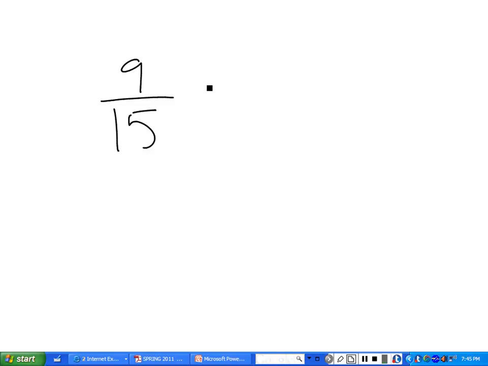9/15 divided by 3. Now the first thing is to change this 3 to a fraction. Okay? And we need to change it to an equivalent fraction for 3, something that means 3 but is in fraction form. So we always say just divide it by 1, right? So now we have 9/15 divided by 3 over 1.